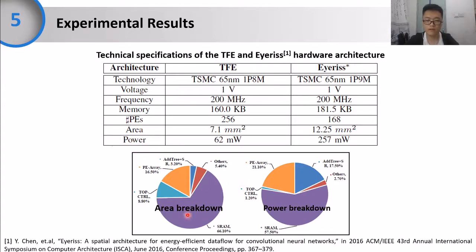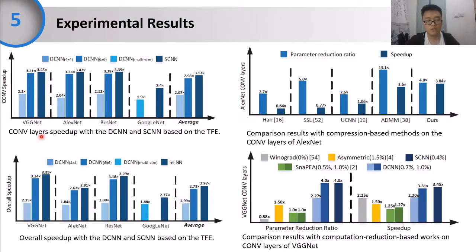And let's look at the area and power breakdown. As the computations are reduced significantly and the data reusability is so high, the overhead comes to the memory access, just as the results show. And we look at these two pictures. The TFE can outperform the arrays in 4 benchmarks, not only on the conv layers, but also on the overall networks.